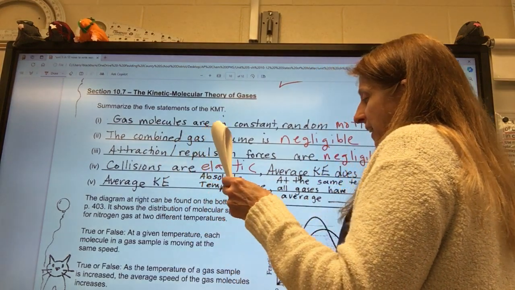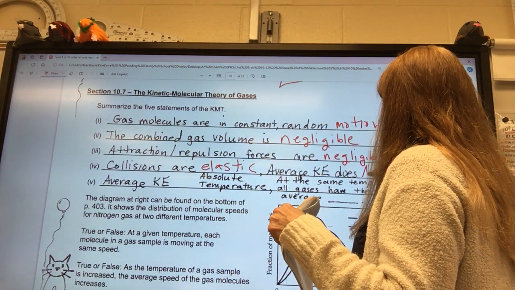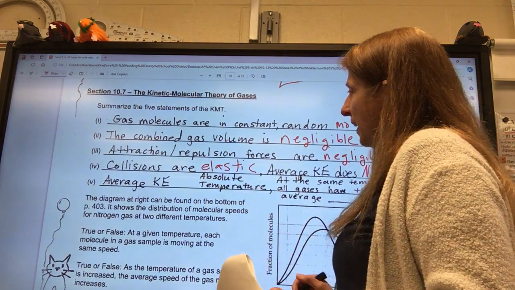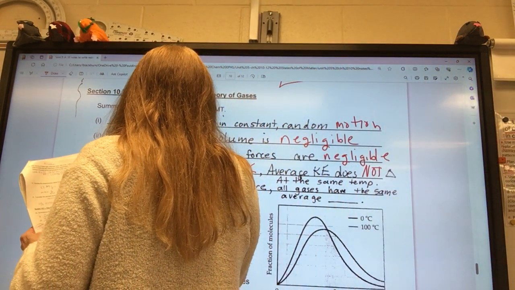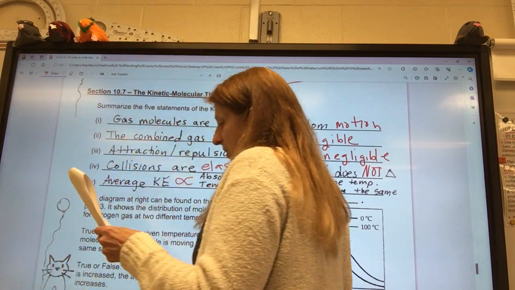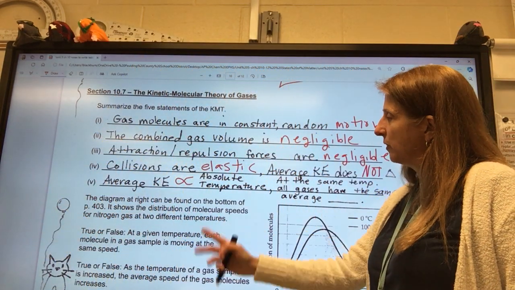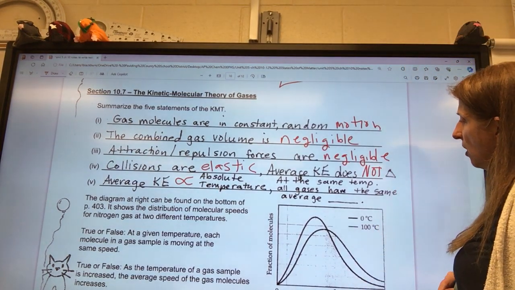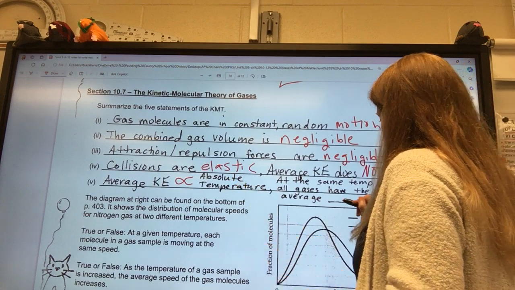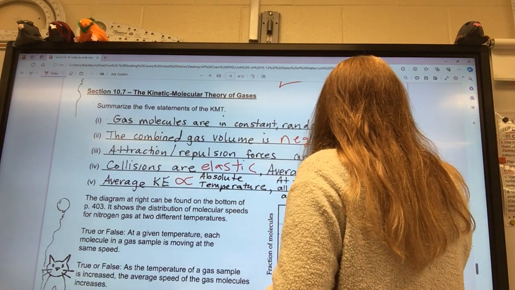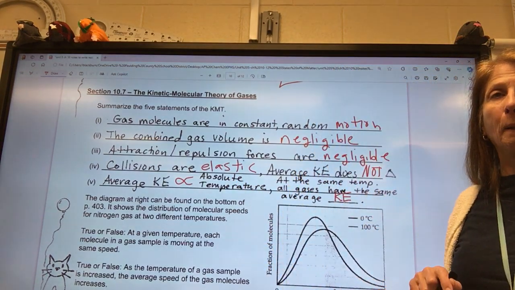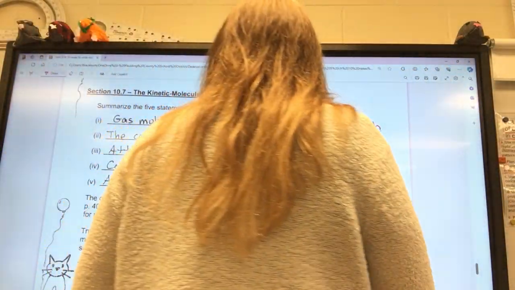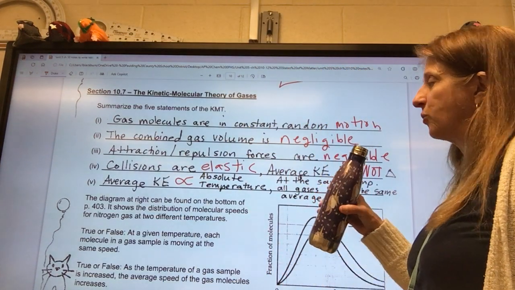The average kinetic energy does not change at the same temperature. The average kinetic energy has a direct relationship to absolute temperature. At the same temperature, all gases have the same average kinetic energy. Does this mean they're all going the same speed? No, it does not. All right, the diagram at right can be found on the bottom of page 403 in your book.